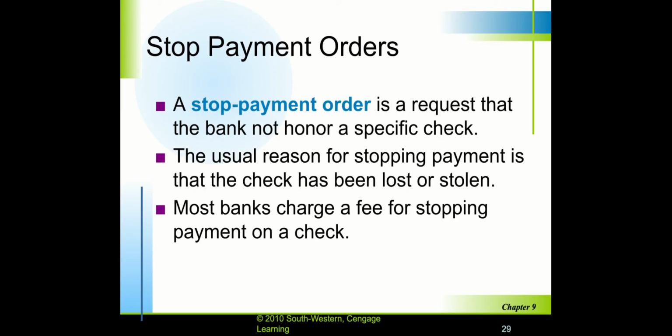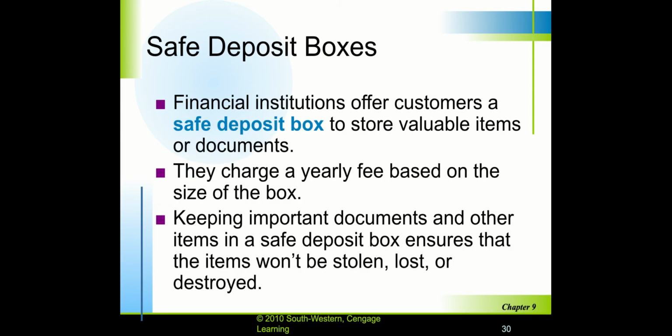A stop payment order is a request that the bank not honor a specific check. Usually it's because the check has been lost or stolen. So if you wrote a check and you don't know what happened to it and it got lost, you would send a stop payment order. Usually what's annoying is that you actually have to pay to stop the payment. So usually it's like $30 to stop payment on something, which doesn't make any sense.